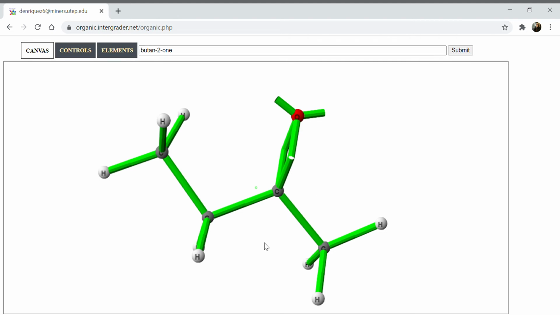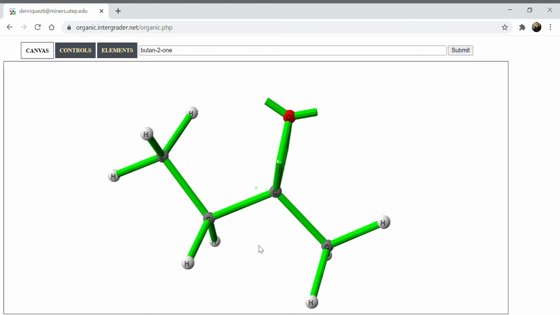We're going to look for any chiral centers. This carbon has 2 hydrogens, 3 hydrogens here, 3 hydrogens here. And this can't be a chiral center because it only has 3 groups attached, whereas it should have 4 to be a chiral center. So butan-2-one, it's the ending in ketone, so we want to use that.